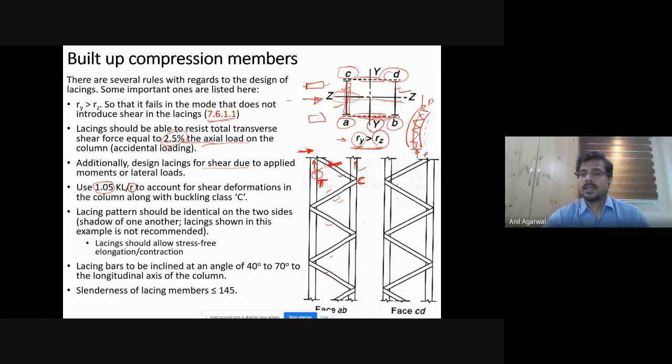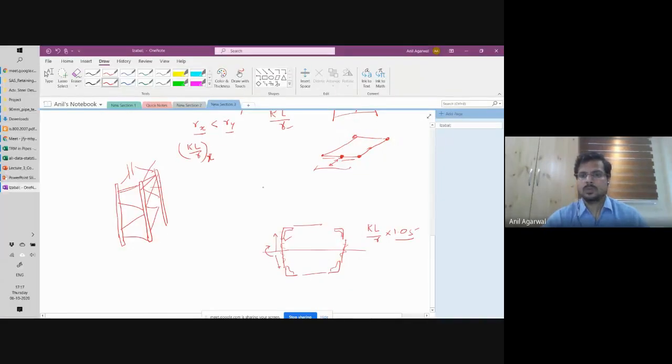Another thing is that this lacing pattern should be identical on the 2 sides. So you have lacing on this side and you have lacing on the exact opposite side.